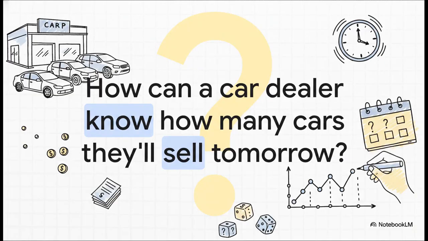I mean, think about it from a business point of view. Let's say you're running a car dealership. Some days you sell zero, some days one. Maybe on a really great day, you sell five. How on earth do you plan your inventory or your staffing? Especially when the future just feels like a complete roll of the dice.